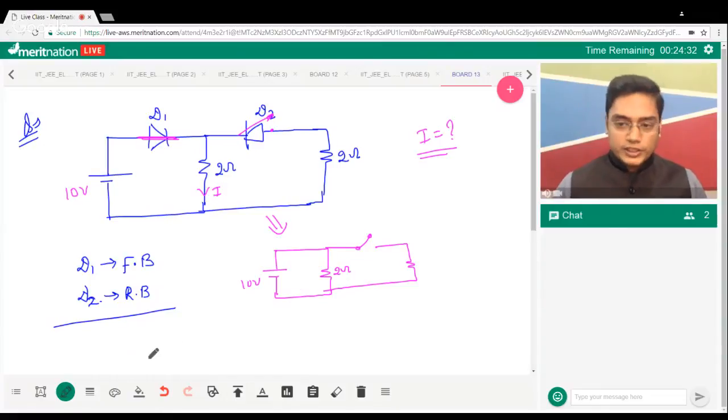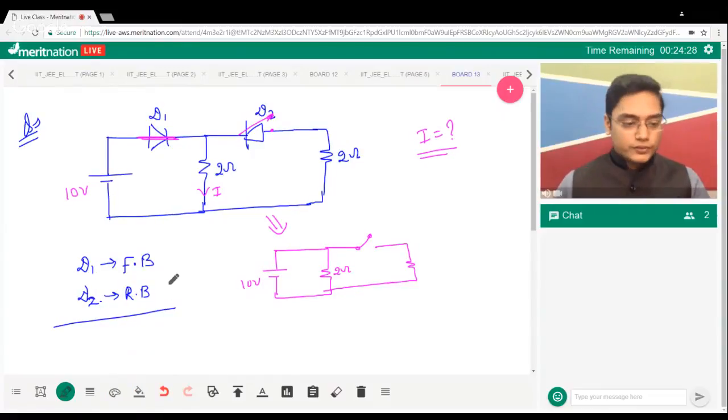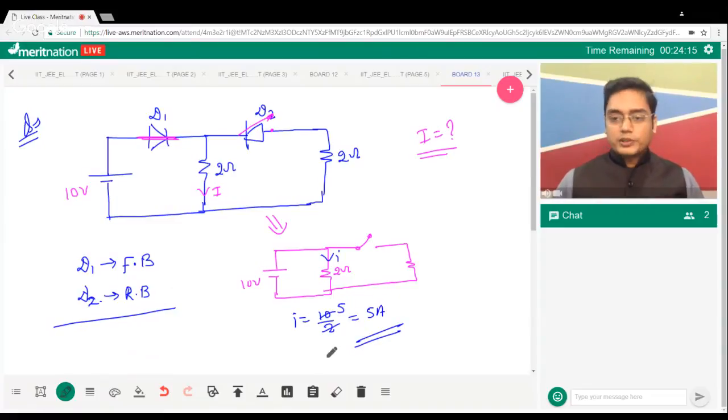How is D2 reverse bias? Okay, Sonakshi, I will take your point. I will explain that thing. But if we assume that D2 is in reverse bias, then this is the circuit. Now in this case, current is how much? So clearly we can say current is equal to 10 by 2, that is 5 ampere. So this is the answer of this particular question.